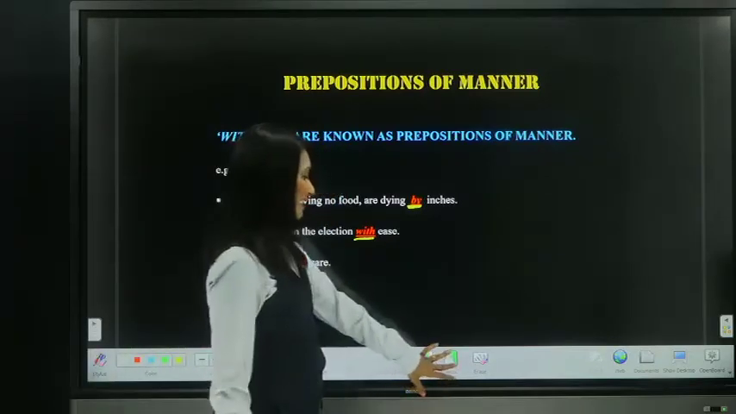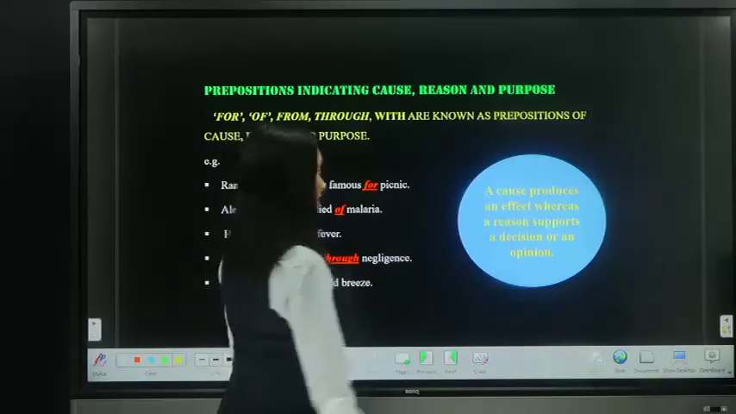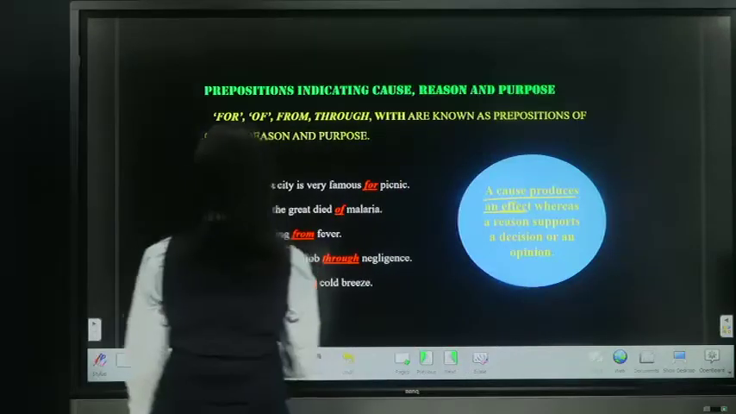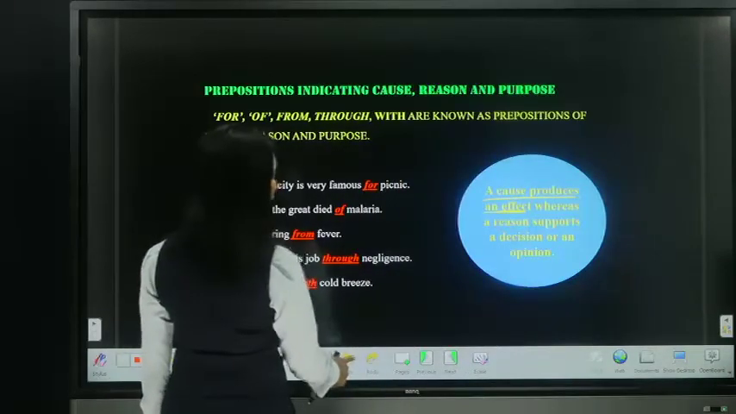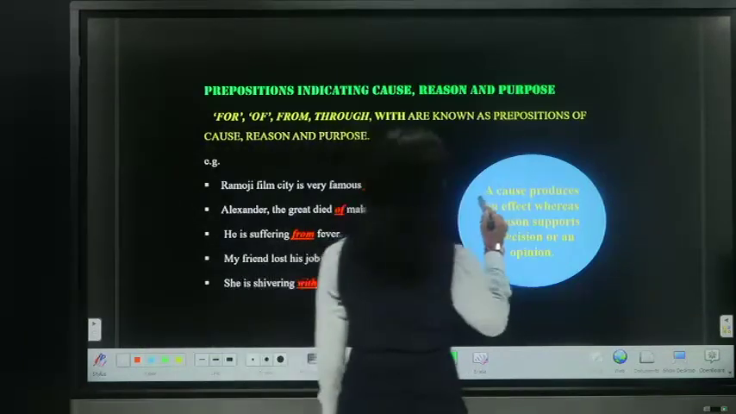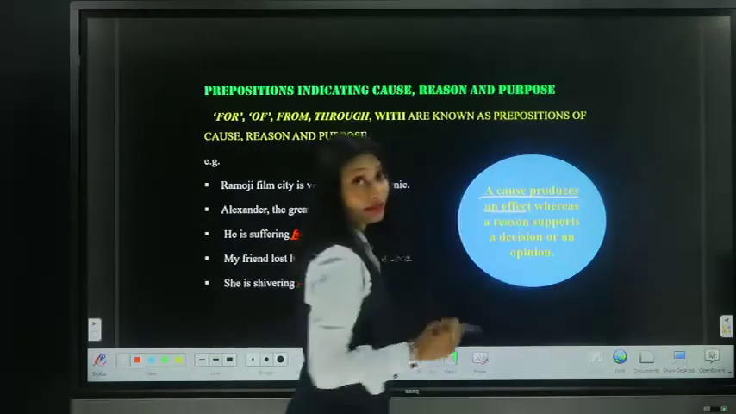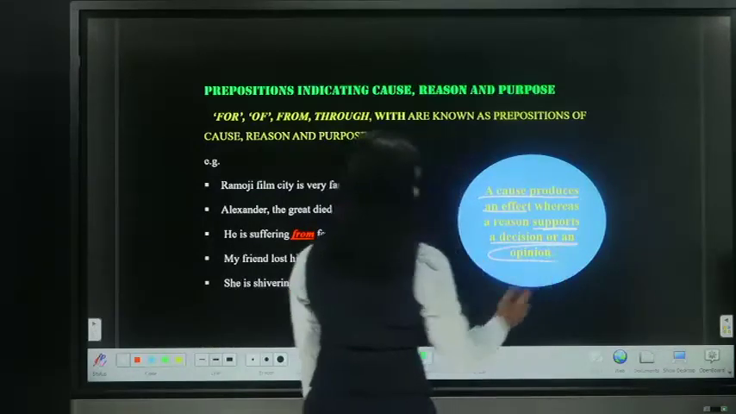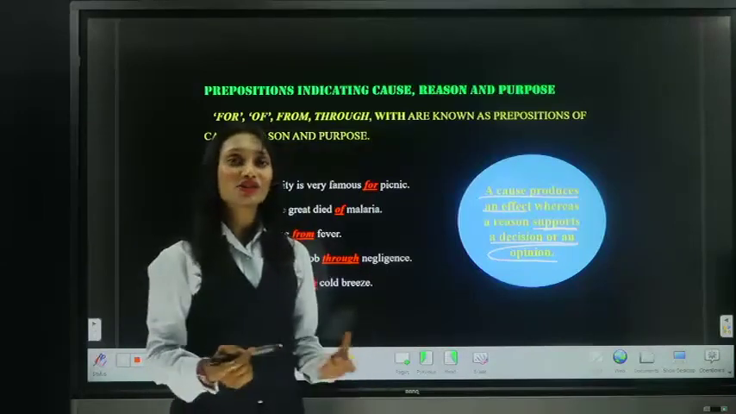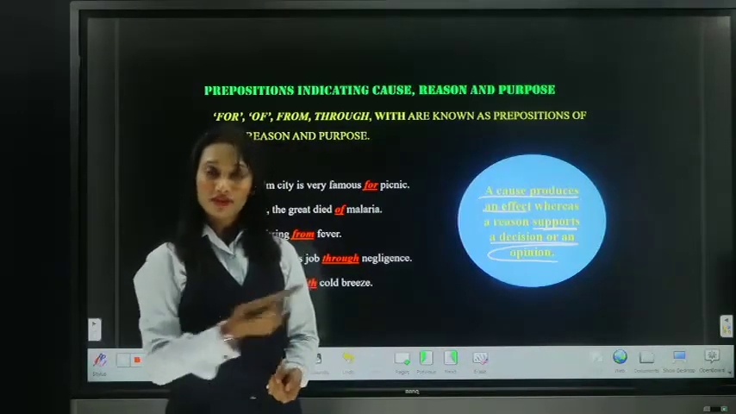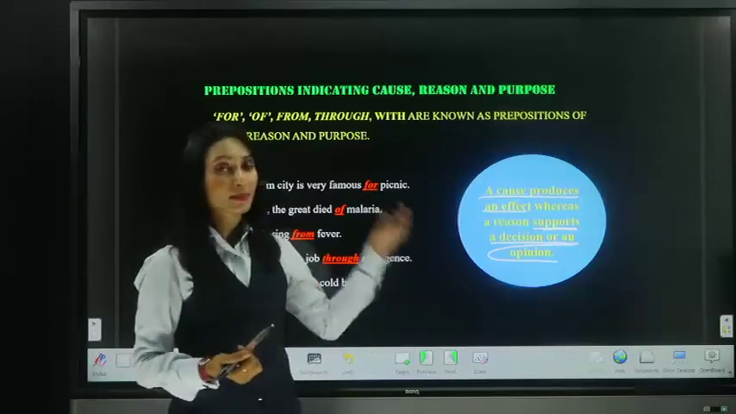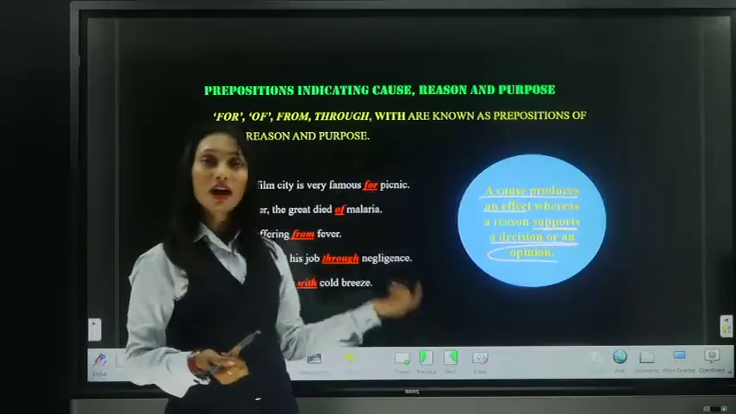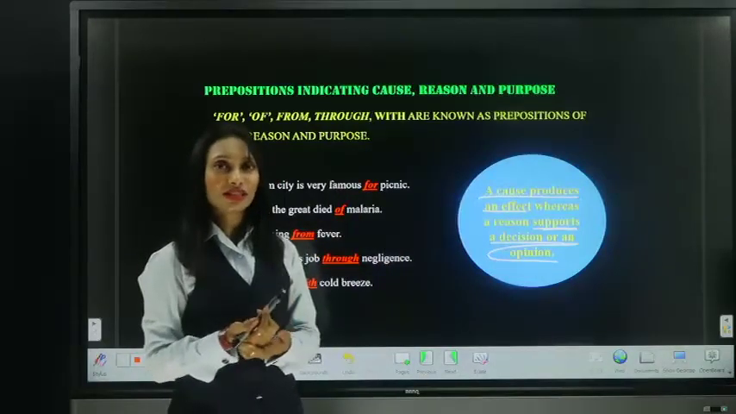Cause generally indicates the effect. Cause produces an effect. It denotes an effect. So a cause produces an effect, whereas a reason supports a decision or an opinion. The reason supports the effect, whereas cause produces the effect. Cause causes effect, that is, produces effect.